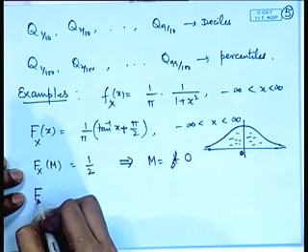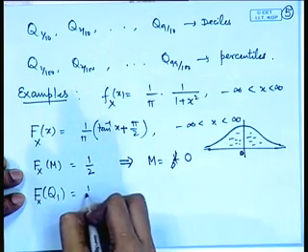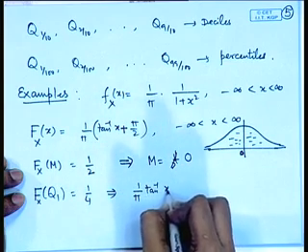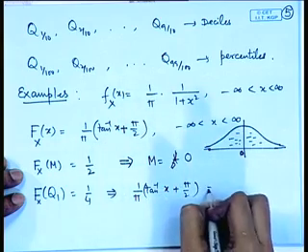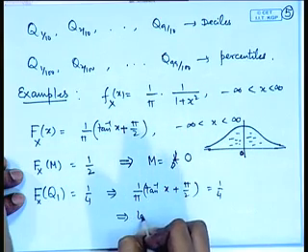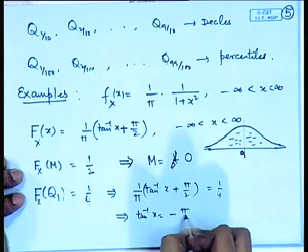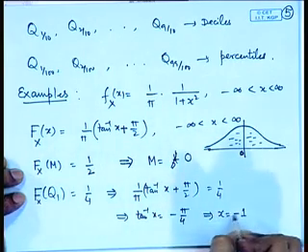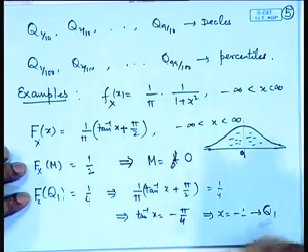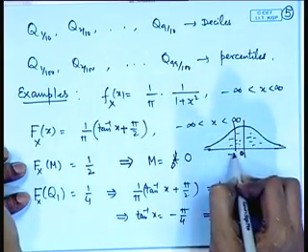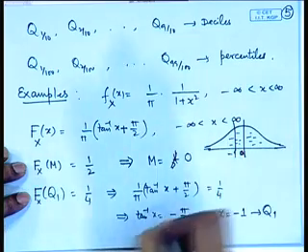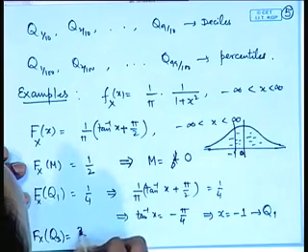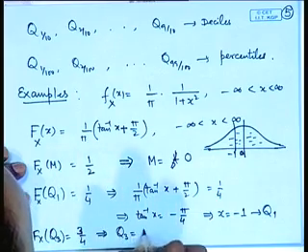Suppose we look at F(q1) is equal to 1 by 4, then this gives 1 by pi tan inverse x plus pi by 2 is equal to 1 by 4. This means tan inverse x is equal to minus pi by 4, that means x is equal to minus 1. So this is q1, that is the first quartile in this distribution is minus 1, second quartile, that is median, is 0, and in a similar way if I look at F(q3) is equal to 3 by 4, then this will give me q3 is equal to plus 1.